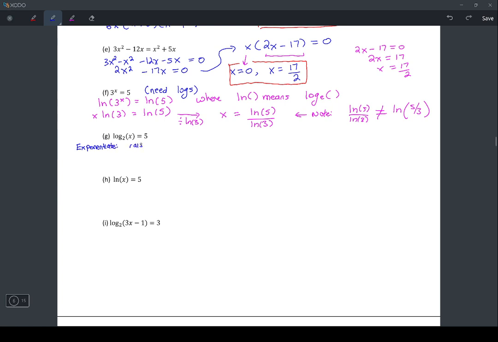Which means raise both sides as powers on the same base. I'm going to use a base of 2. The reason I'm using a base of 2 is because the log function has a base of 2. So this is what happens. 2 to the power of log base 2 of x is equal to 2 to the power of 5.